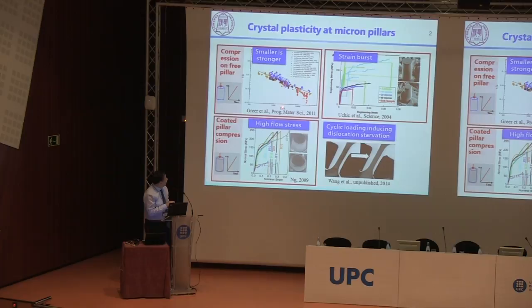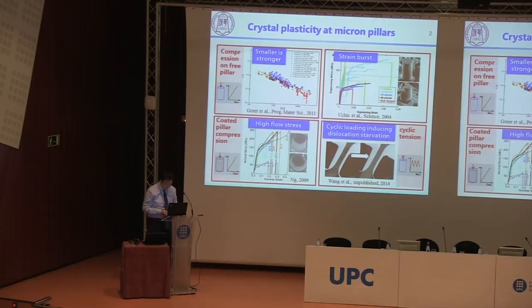The first work is the pillar during compression. They have free boundaries. And the third one is the coated pillar. We have a coating on the pillar surface, so the dislocation couldn't escape from the free surface. And next, we're talking about cyclic loading during tension. We try to find the dislocation starvation during the loading and unloading process.